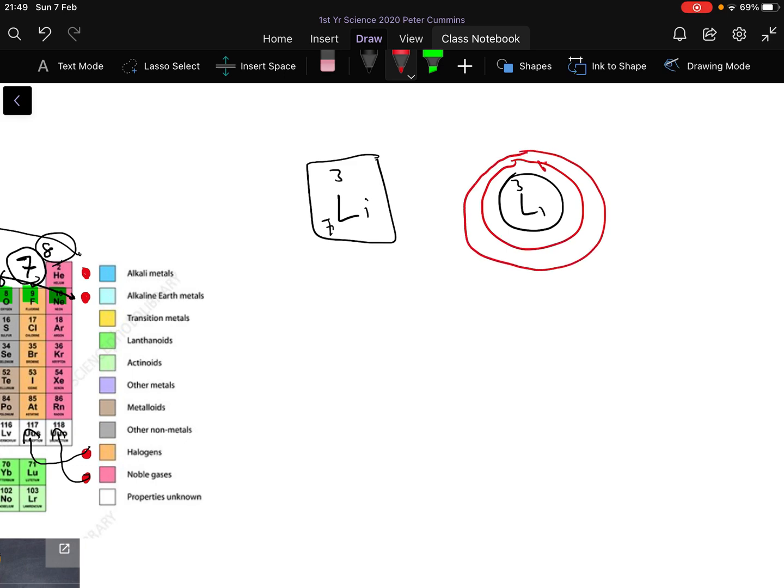Okay, so I'm going to put this together in 1, 2, and 3. So there's lithium. 3 electrons. Doesn't really mean anything. That's just what it looks like. Electronic configuration is going to be 2, 1 if you wanted to put that in.